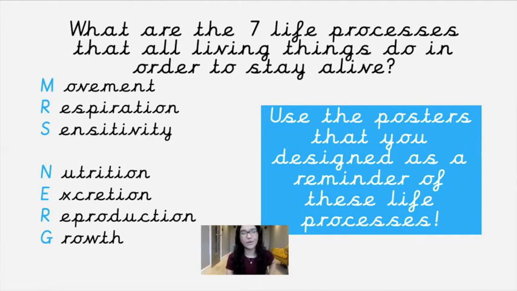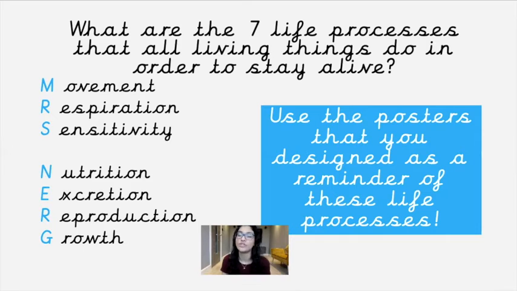Nutrition is eating, so all living things need to eat in order to stay alive. Excretion is when you get rid of your waste, and all living things have to do that, otherwise they feel very, very poorly, and maybe you could even end up dying. And the living thing could also end up no longer staying alive. Reproduction is when you have babies and you make little versions of yourself. So for example, a dog reproduces puppies, plants reproduce little plantlings, cats produce kittens, ducks produce ducklings. So all living things need to reproduce in order to stay alive.